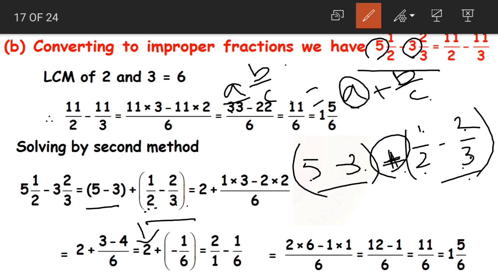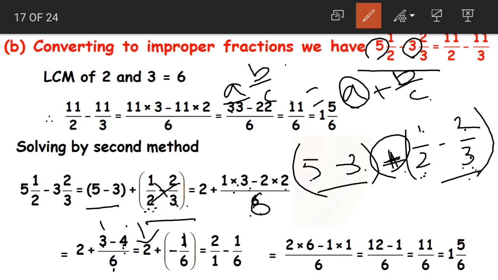Again, as both the denominators are prime numbers, the LCM becomes their product. 2 3s are 6, and then cross multiply. 1 3s are 3 minus 2 2s are 4. 3 minus 4 by 6. 3 minus 4 gives us what, students? 3 minus 4 gives us minus 1.